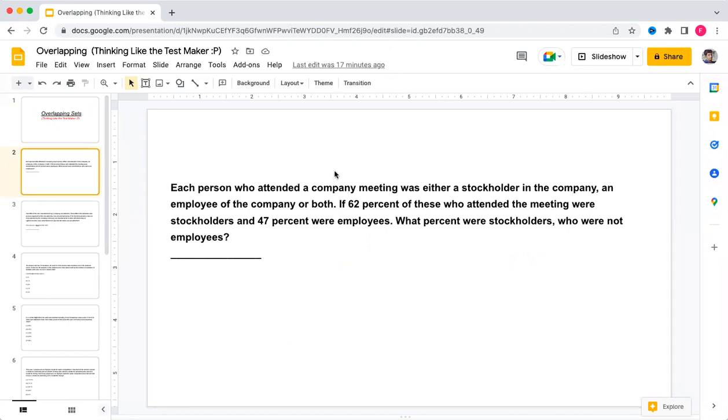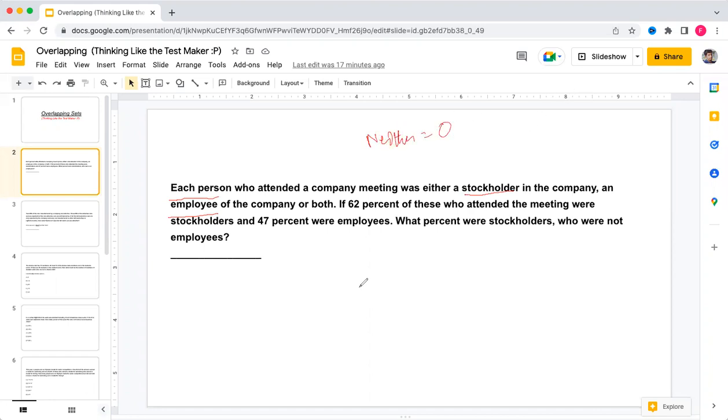This is a very simple question, and the question is saying that each person who attended a company meeting was either a stakeholder in the company or an employee or both, right? So first of all, each person means there is no person who is not included in either stakeholder or employee. So every person must be either a stakeholder or an employee or both, right? So neither case is zero.